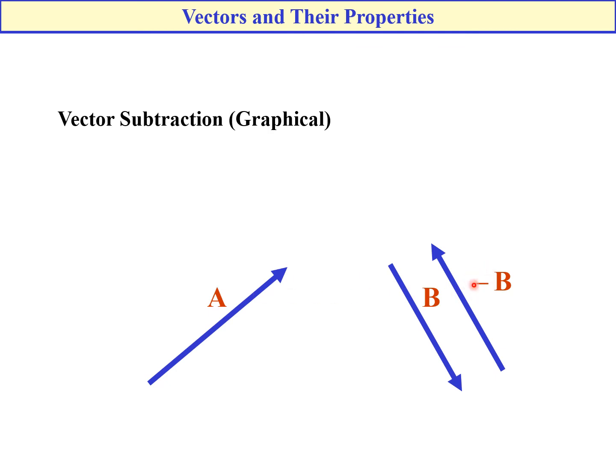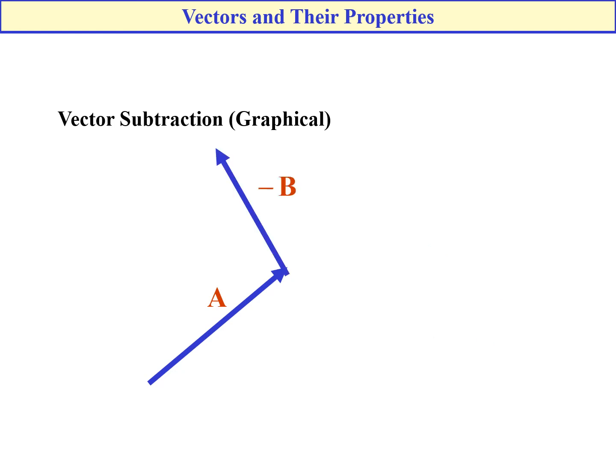That negative implies direction. So when I put a negative on there, I literally flip the direction. So instead of going down and to the right, it's going to go up and to the left. It's going to have the same angle, but it's going to go in the opposite direction. So after I flip B, I add the two vectors together like I did before, the head-to-tail method. The tail of the negative B vector goes at the head of the A vector, and then the resultant starts at the beginning of A and ends at the end of negative B.